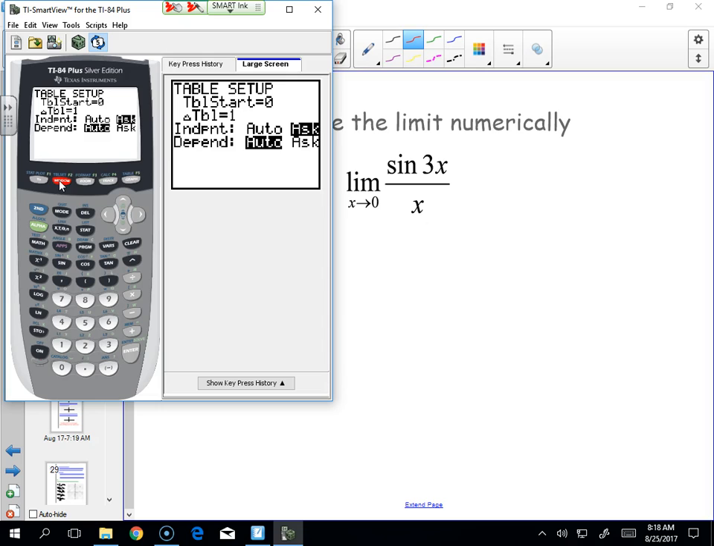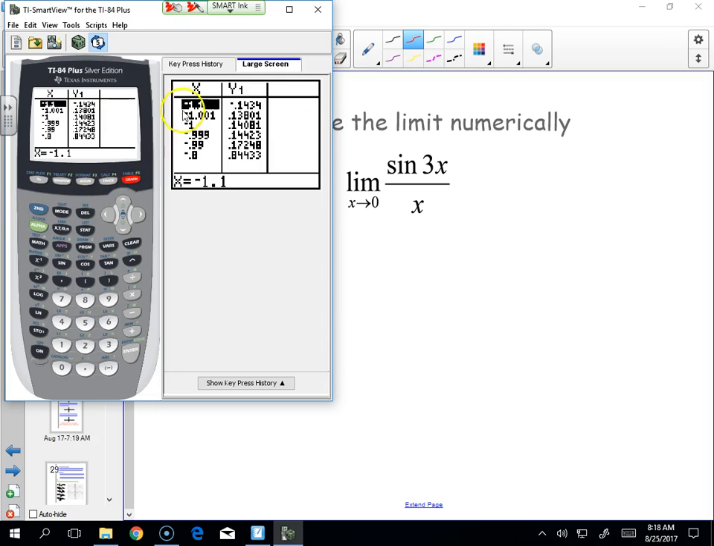You should have in your table settings Ask selected. That's the most important part. You might have old values in there like I did. I have to delete all of those because what am I approaching this time? So how did you approach? 0 from below. I could do negative 0.1, negative 0.01, negative 0.001, right? Put down negative 0.0001.